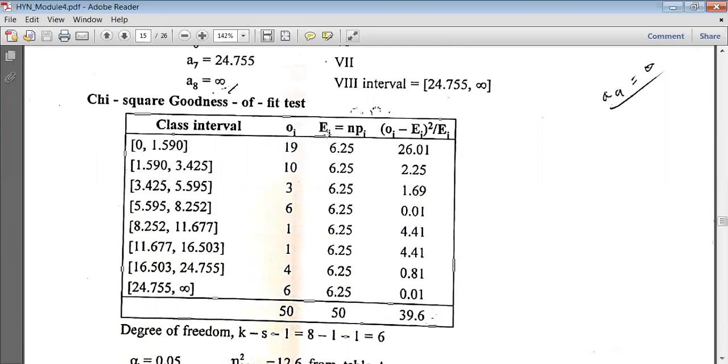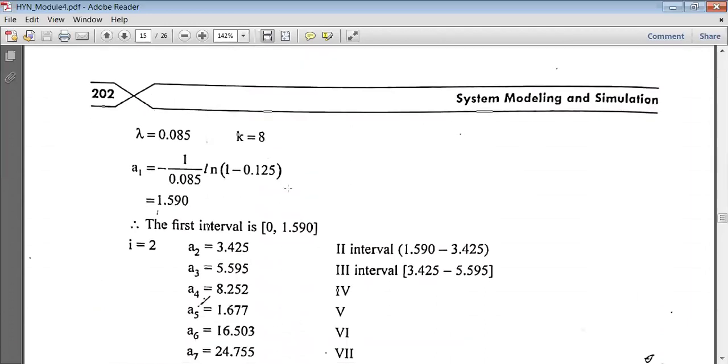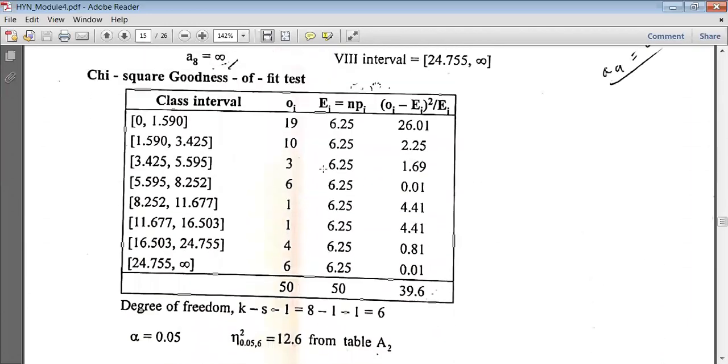The formula for EI is very simple, it is n into Pi. Probability Pi is 1 by k, so multiply that with the value of n, which is 50 here. So 50 into 0.125, if you multiply, you will get 6.25. So EI is equal to n into Pi. The formula used for the chi-square test is OI minus EI the whole square divided by EI. Use the same formula, so 19 minus 6.25 the whole square divided by 6.25.